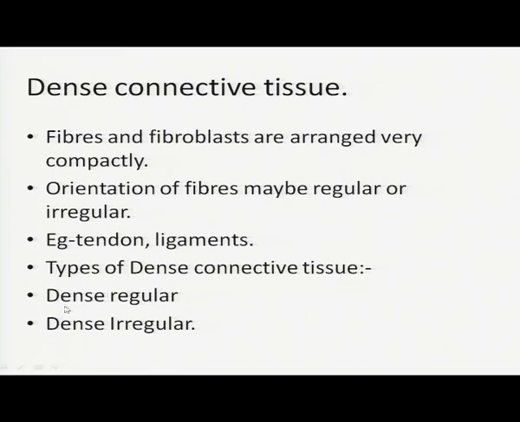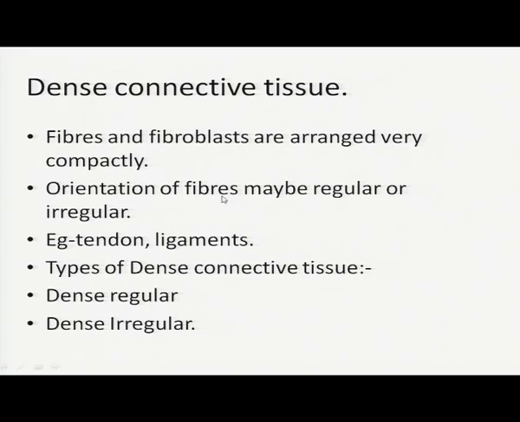Now, coming to the next category of connective tissue, that is the dense connective tissue. Fibers and fibroblasts are arranged very compactly. From this term itself, it is clear, dense means thick. The cells are fibroblast cells as well as these fibers, arranged very compactly, forming the dense connective tissue.